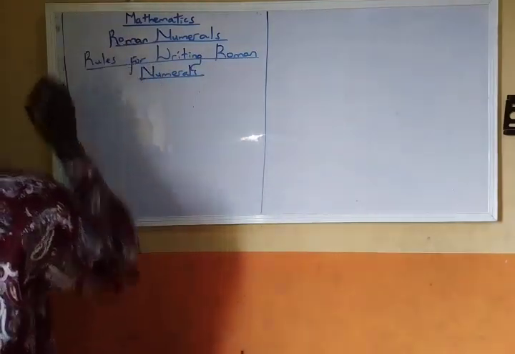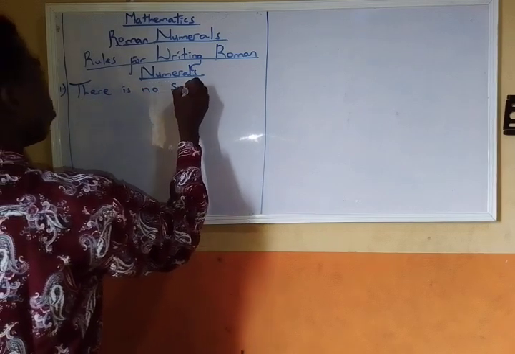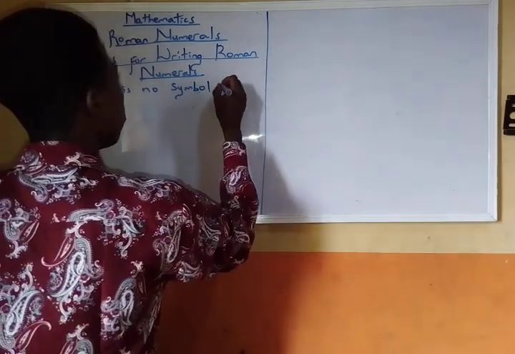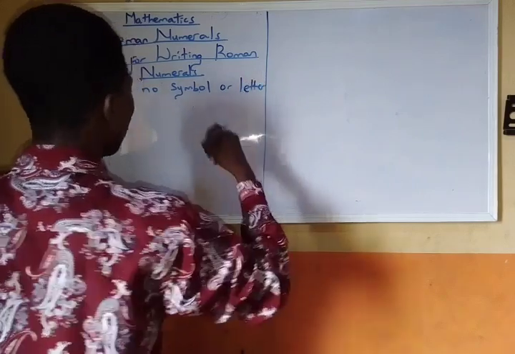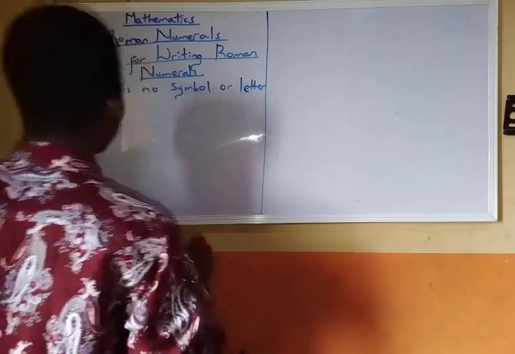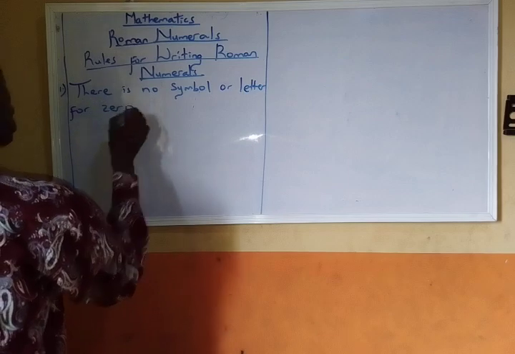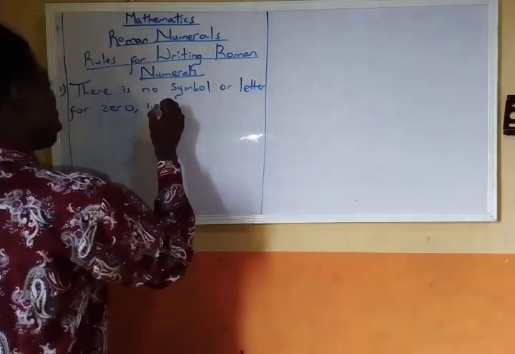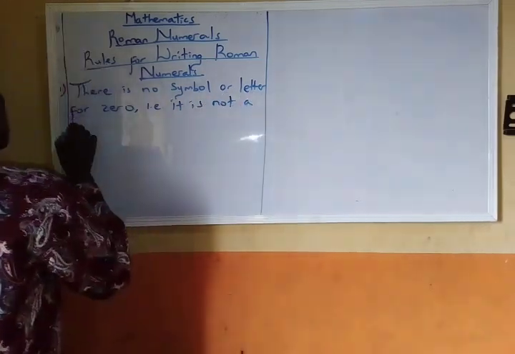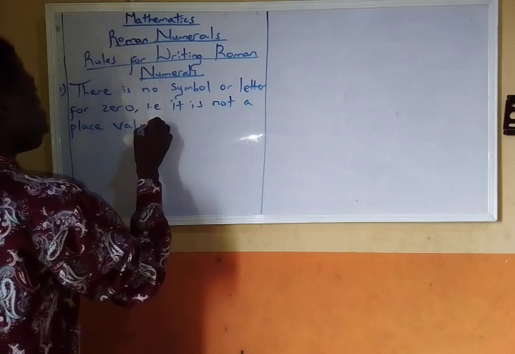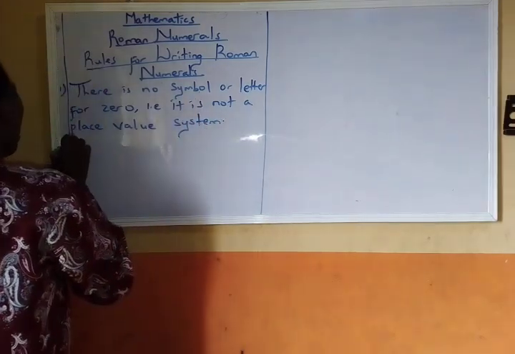Now, the first rule is this: there is no symbol or letter for 0. Don't forget that Roman numerals are also called Roman letters, or Roman symbols. So there is no symbol or letter for 0. Have you noticed that? That is, it is not a place value system. Yes, this number system is not a place value system. So we don't have a symbol for 0.